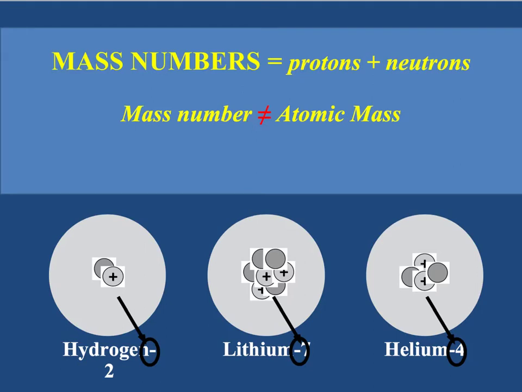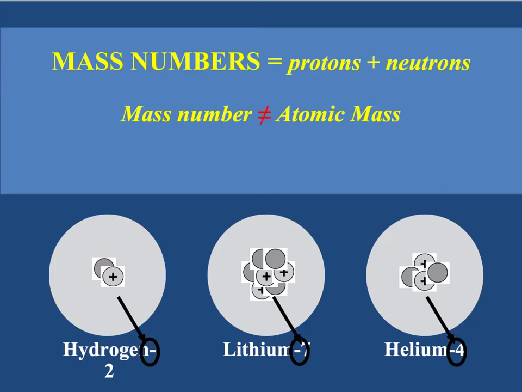So if you look at the pictures, and again, I'm sorry that the labeling is a little skewed, but if you look at the picture, let's start with hydrogen. We have 1, 2 things in the middle. The proton's positive, the neutron's neutral. This hydrogen has a mass of 2.